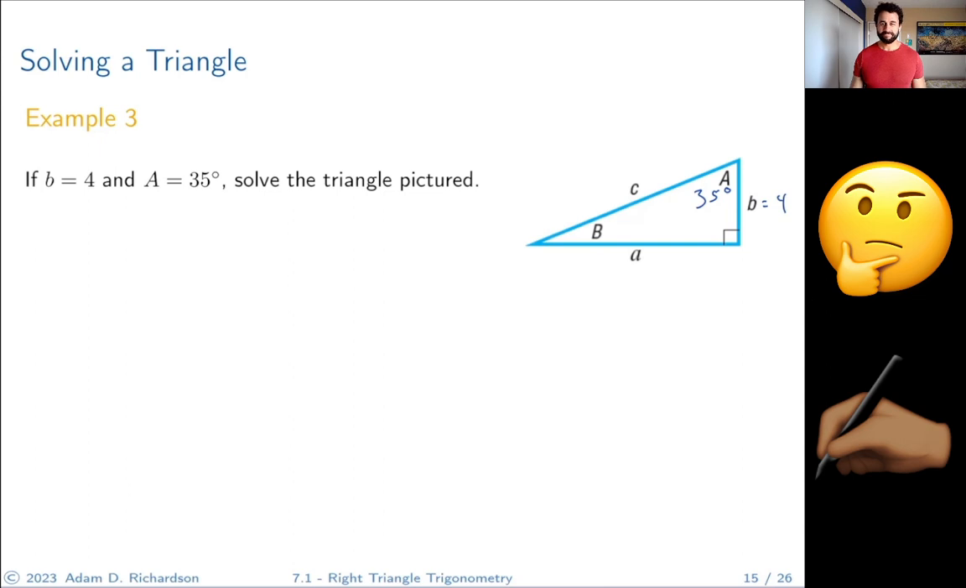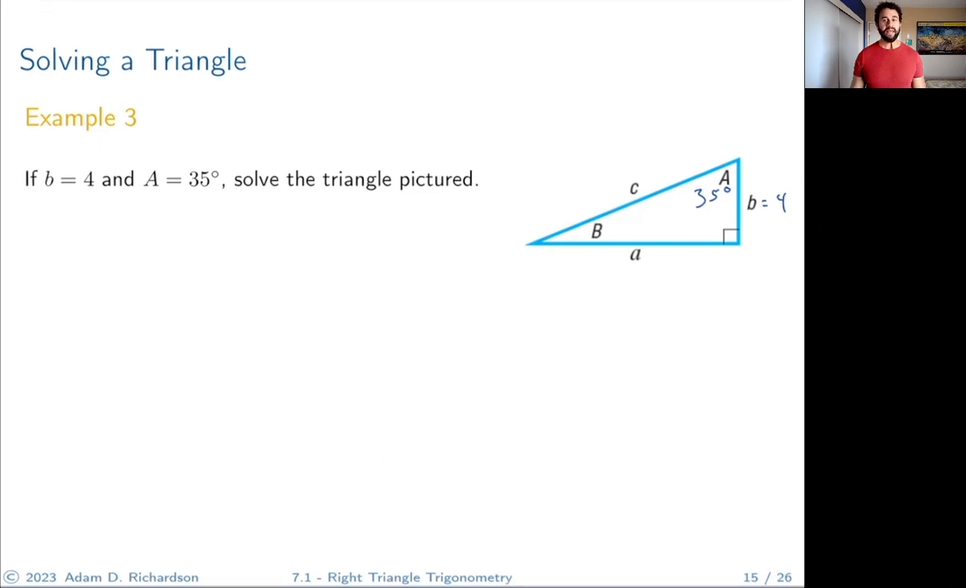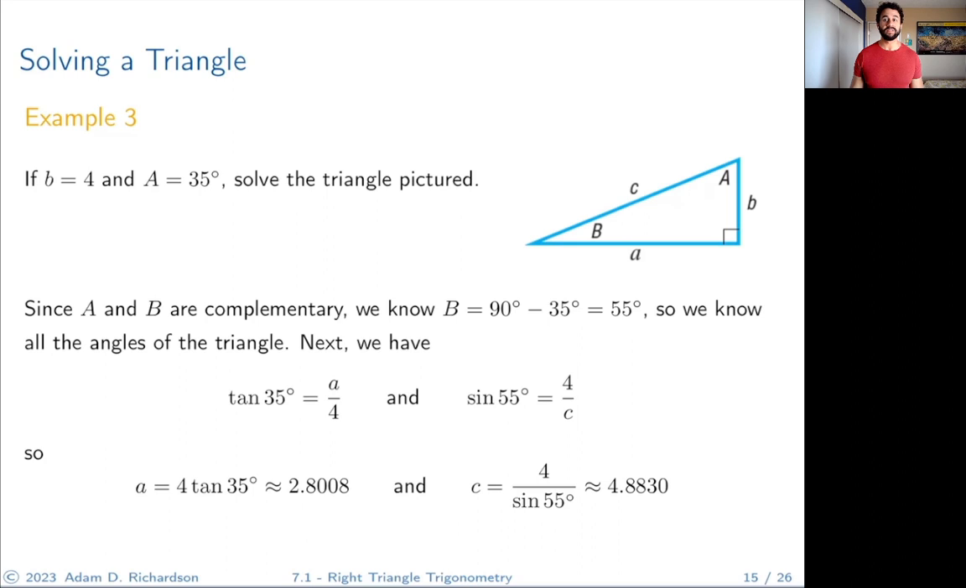Okay, and now let's do it together. Just for the sake of time, I'm going to use my slides instead of writing everything out, but here's how we can proceed. We know that A and B are complementary angles. And in fact, let me rewrite this right here. So this is 35 degrees. If they're complementary angles, that means that B has to be 55 degrees, just like so. So now we know all three angles already. We know A, we know B, and the third angle is 90 degrees.